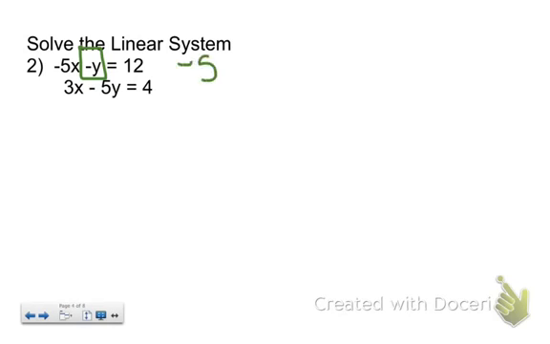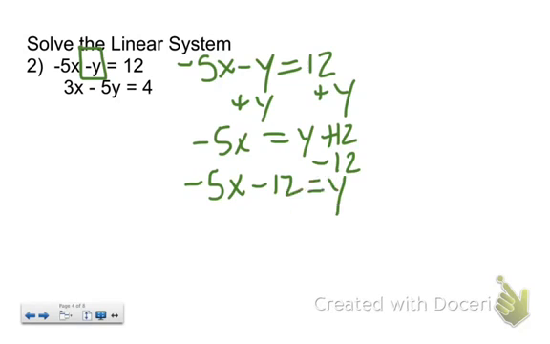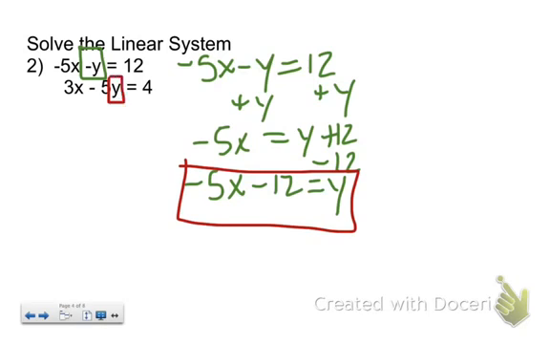So let's look at negative 5x minus y equals 12. And to get y by itself, I'm actually just going to add y to both sides. So I get negative 5x equals y plus 12. And now I want y totally by itself, so I'm going to subtract 12 from both sides. So negative 5x minus 12 equals y. So now I have what I need because I've isolated the y. And again, I can now look at the second equation, and where I see y, I replace it with negative 5x minus 12.